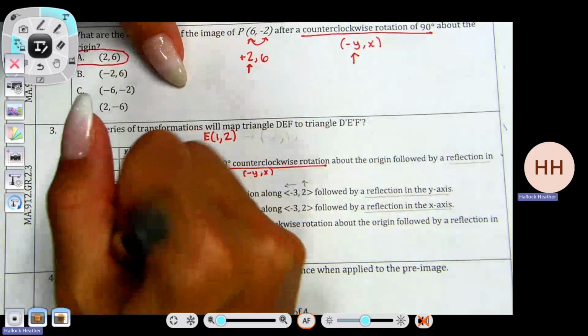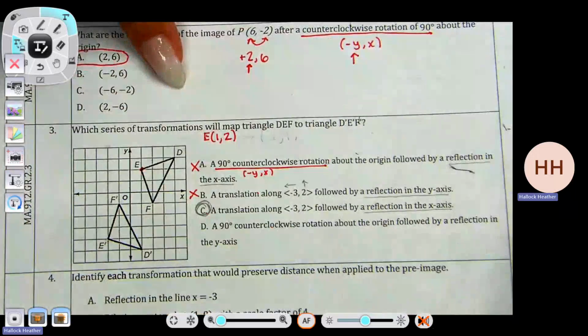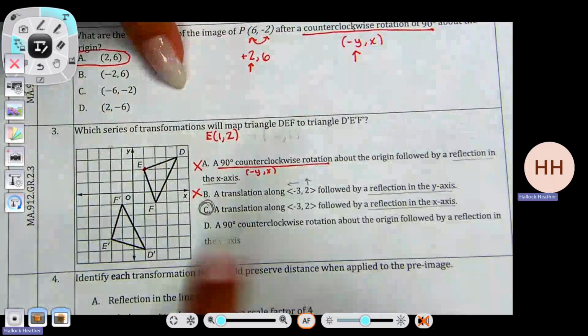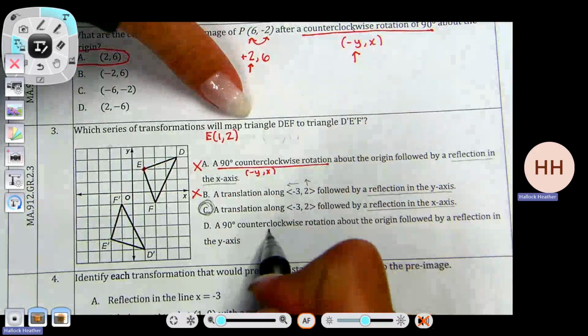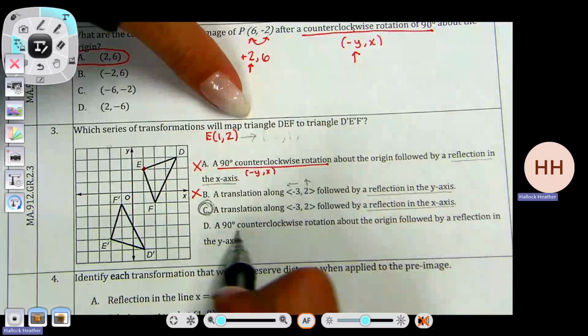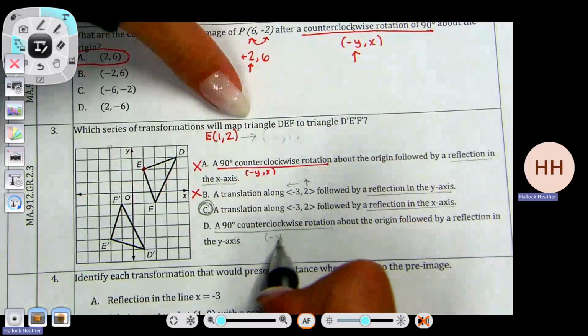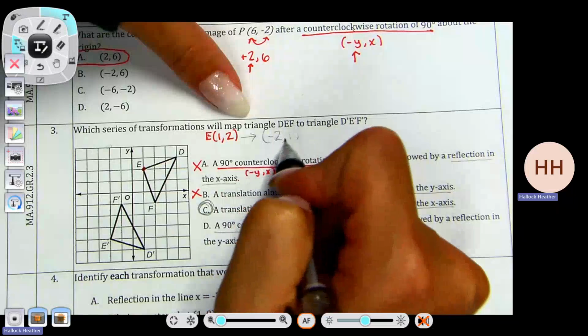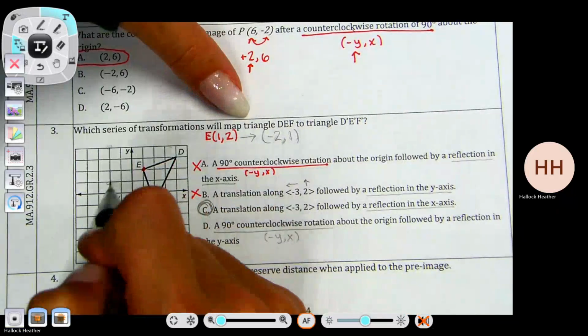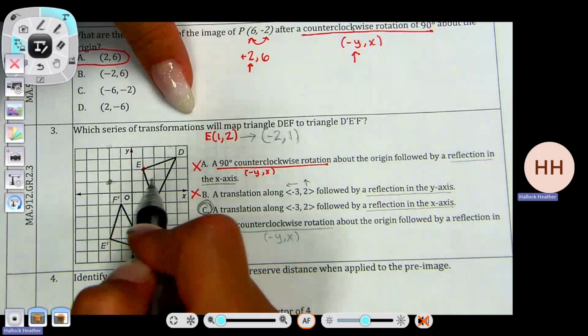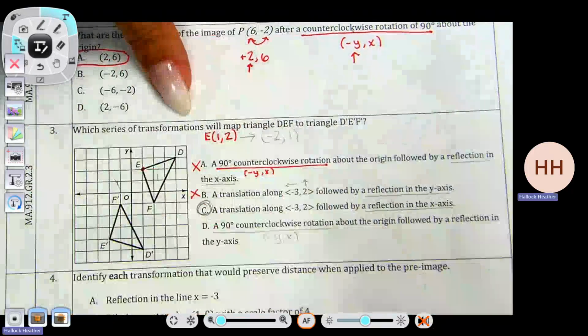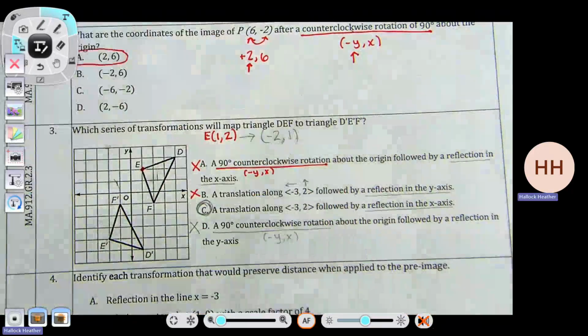If you check the last one, it will not work. If it was my test, I would check them all. So I'll show you. If I go 90 degrees counterclockwise, that would change the coordinate to (-y, x). So that would change to (-2, 1). And then if I reflect across the y-axis, I would end up over here. So that does not work. So C is the answer.